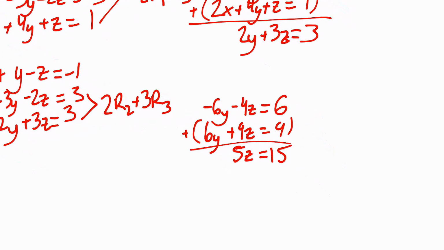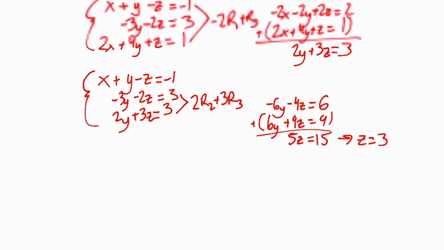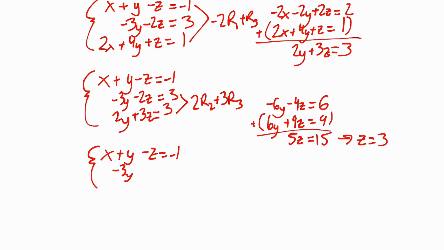So we have 5z equals 15. Therefore, divide both sides by 5, and we get z equals 3. So now we have our final equation to put in that final row. We've got x plus y minus z equals negative 1. We have negative 3y minus 2z equals 3. And we have finally just z equals 3.